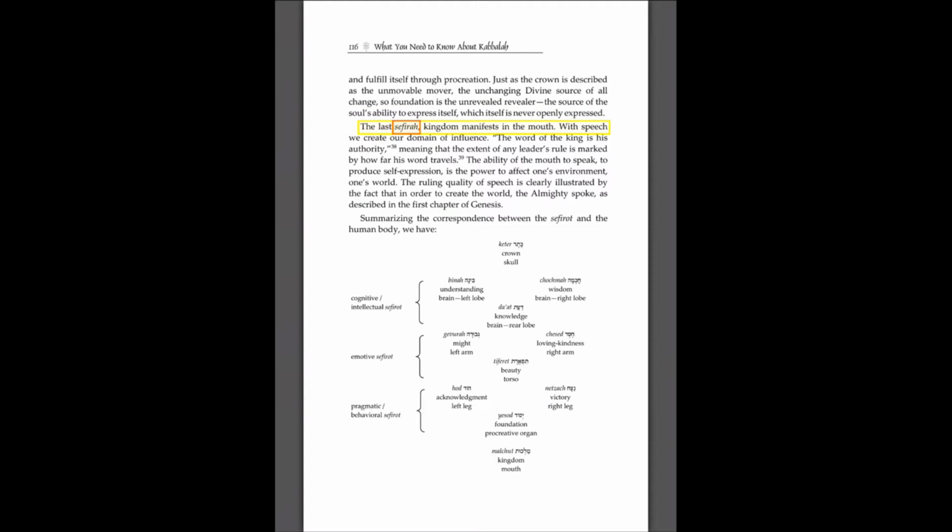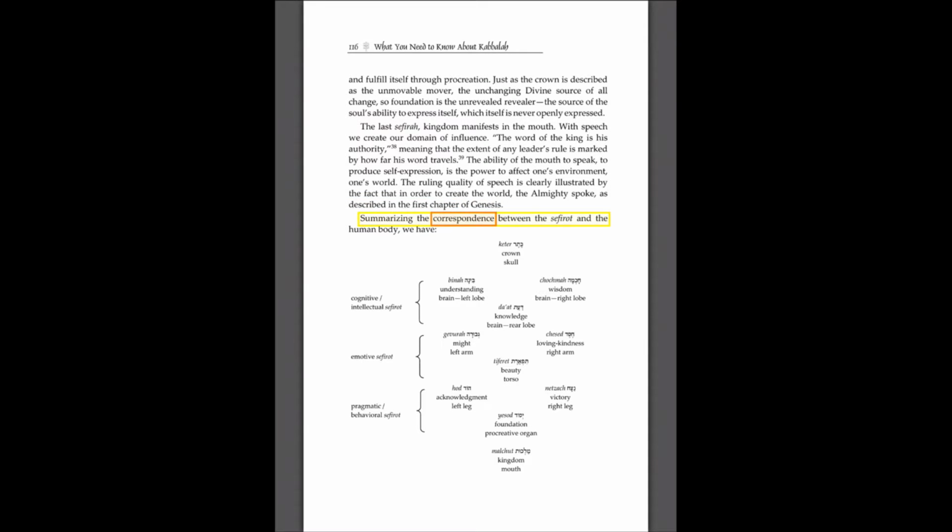The last Sefirah, kingdom, manifests in the mouth. With speech we create our domain of influence. The word of the king is his authority, meaning that the extent of any leader's rule is marked by how far his word travels. The ability of the mouth to speak, to produce self-expression, is the power to affect one's environment, one's world. The ruling quality of speech is clearly illustrated by the fact that in order to create the world, the Almighty spoke, as described in the first chapter of Genesis.